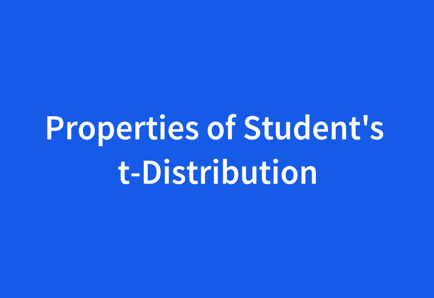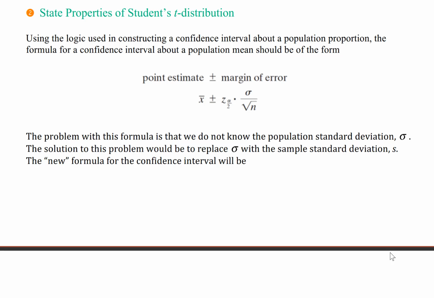So now that we know how to find the point estimate of a population mean, the sample mean, the next step in the inferential process is to go about constructing a confidence interval about that particular point estimate. The interval of numbers that we want to construct is going to be of the form point estimate plus or minus margin of error, just like it was when we were doing the confidence intervals for a population proportion.